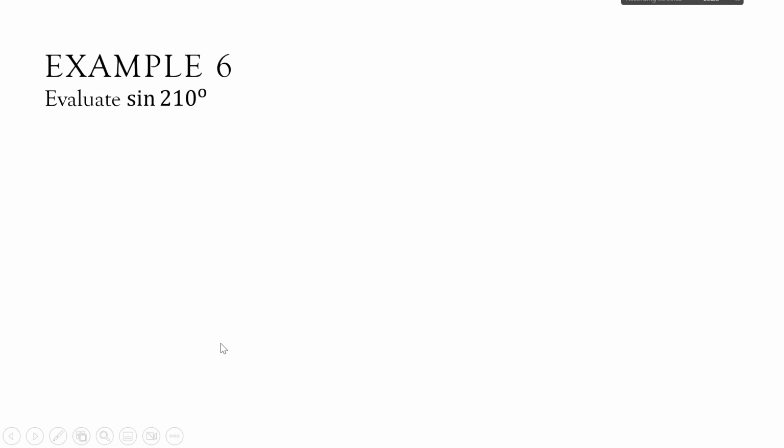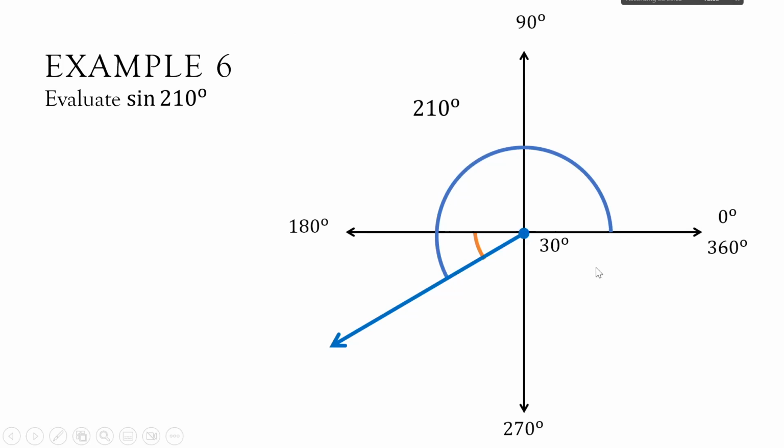Now, let's finally get to example 6. This is what I talked about in the previous part 1 of this video, sine of 210 degrees. Remember that we found the reference angle for 210. This is what 210 was, and my reference angle is 30. Furthermore, I know that this angle is in quadrant 3.